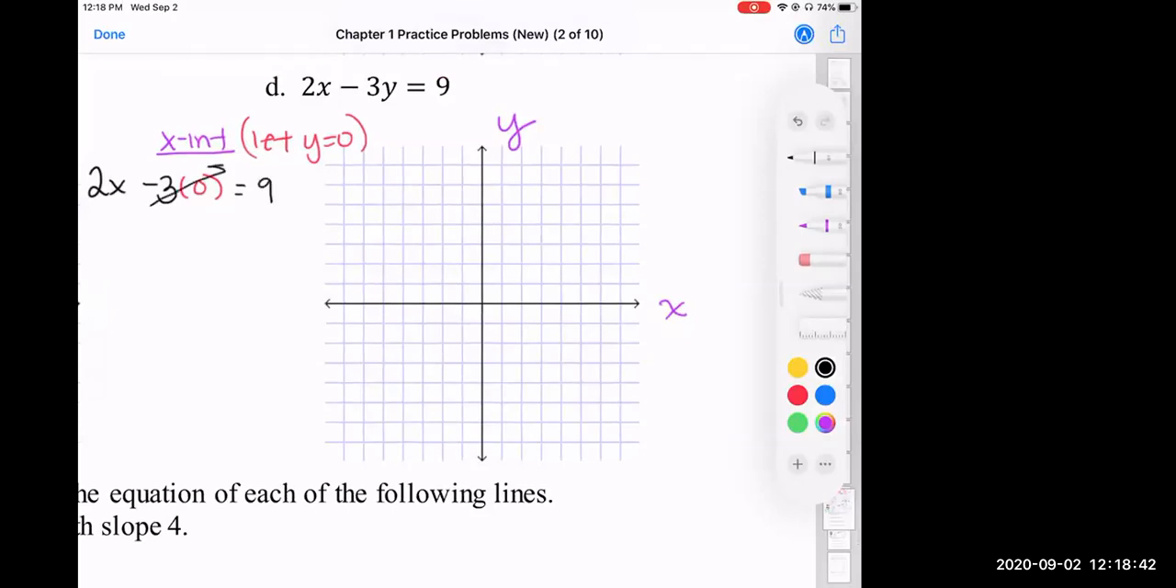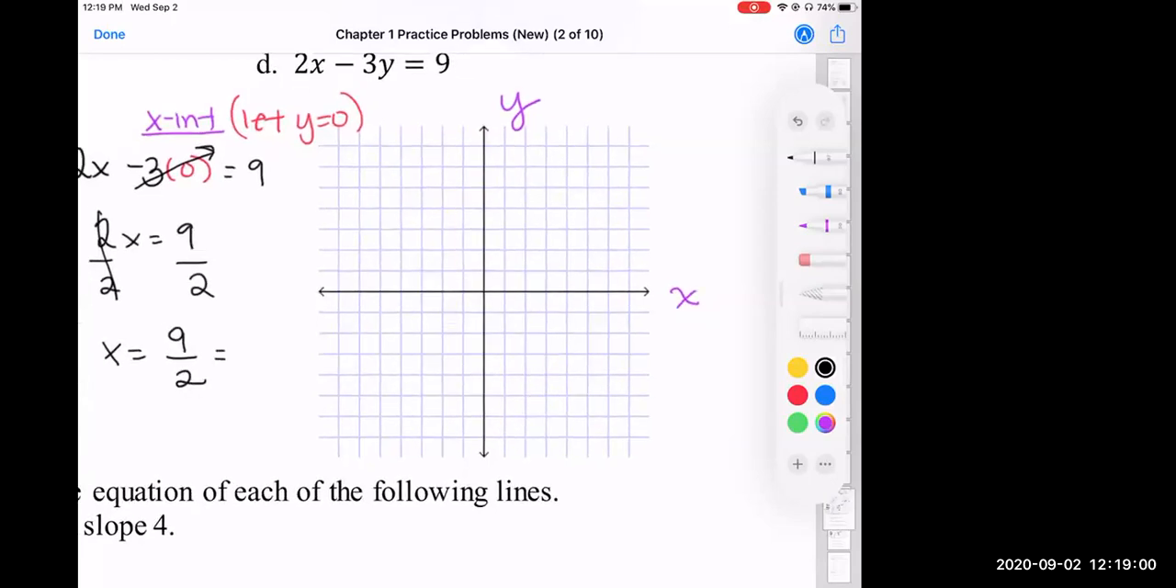Okay, well, that's 0, so that's gone. We're left with 2x is equal to 9. Divide by 2, divide by 2. We're left with x is equal to 9 over 2. If you want to get a sense of what that is, you can always graph it or write it as a mixed number. How many times does 2 go into 9? Well, 2 can divide 8, so that's 4, and I'm left over with 1. So 4 and 1/2.